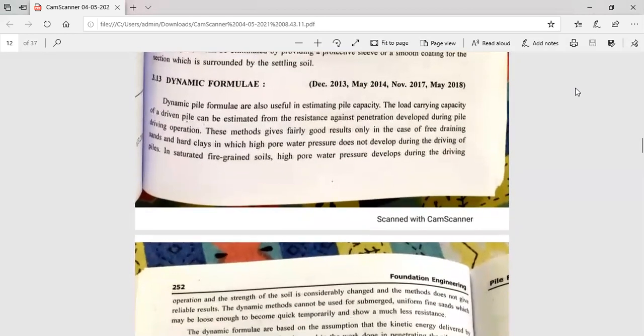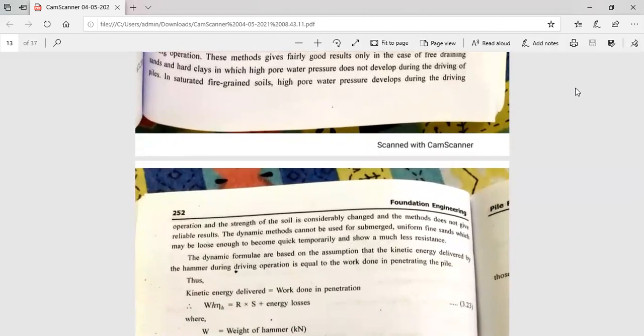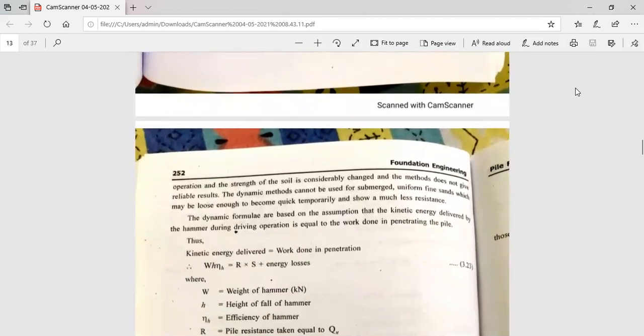In saturated fine grain soils, high pore water pressure develops during the driving operation and the strength of the soil is considerably changed, so the methods do not give reliable results. The dynamic methods cannot be used for submerged uniform fine sands, which may be loose enough to become quick temporarily and so offer much less resistance.